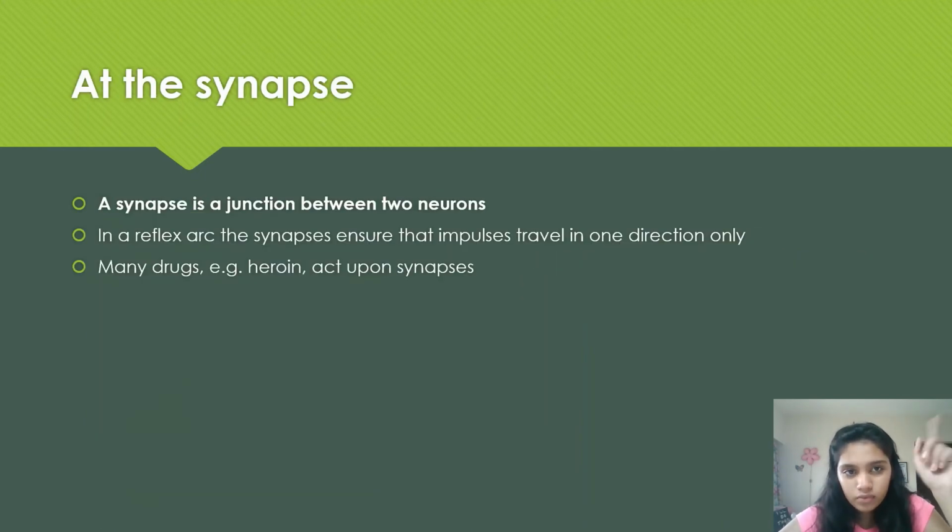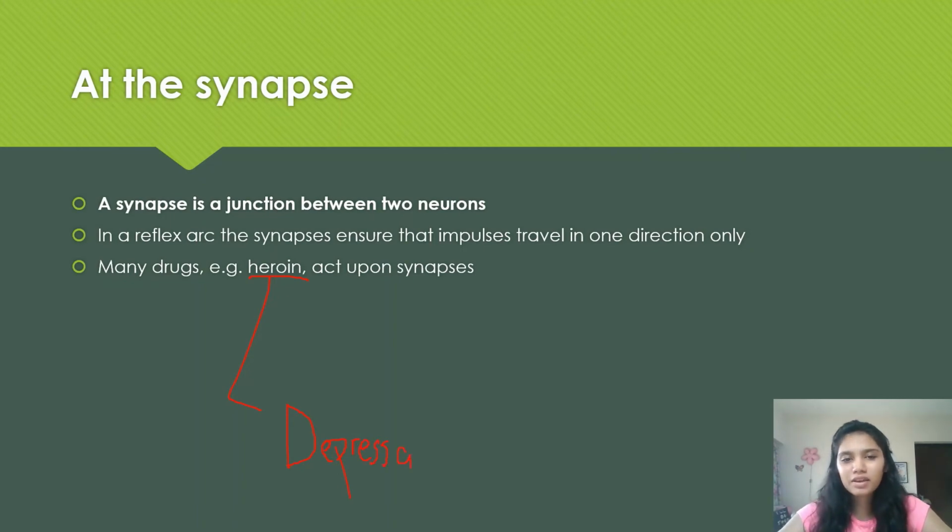Okay, so now at a synapse. A synapse is a junction between two neurons. So in a reflex arc, synapses ensure that impulses travel in one direction only. Okay. So many drugs like heroin act on synapses. Now heroin, we're just going to mark this here. Heroin is a depressant. Okay, just know heroin is a depressant drug, which means it binds to your synapses.